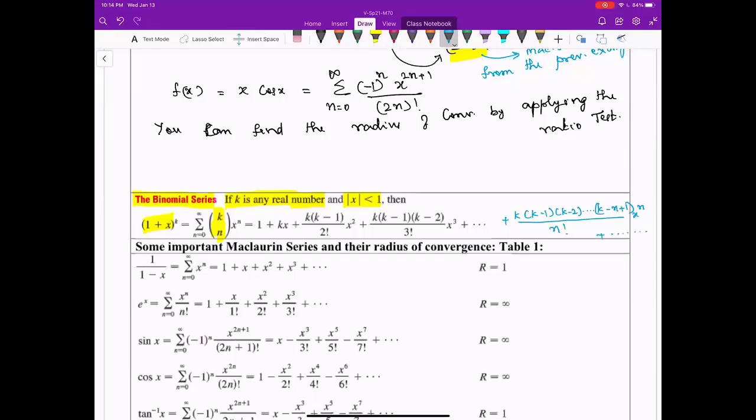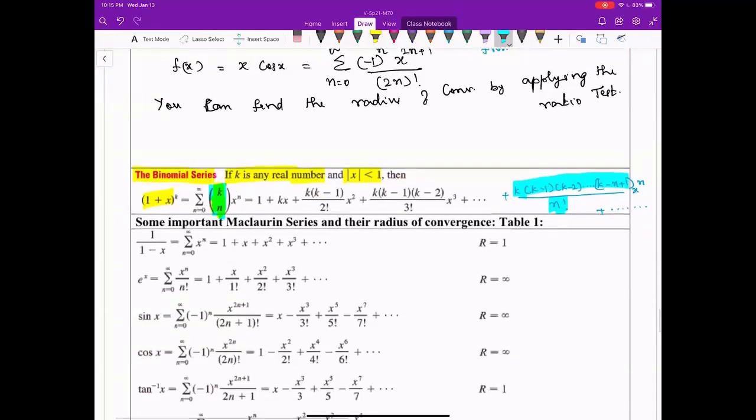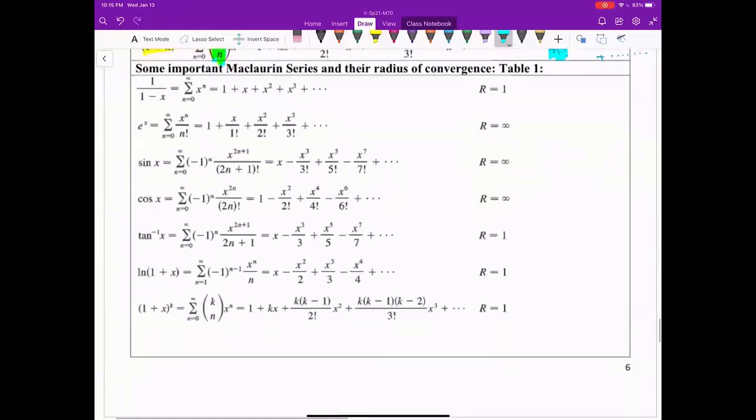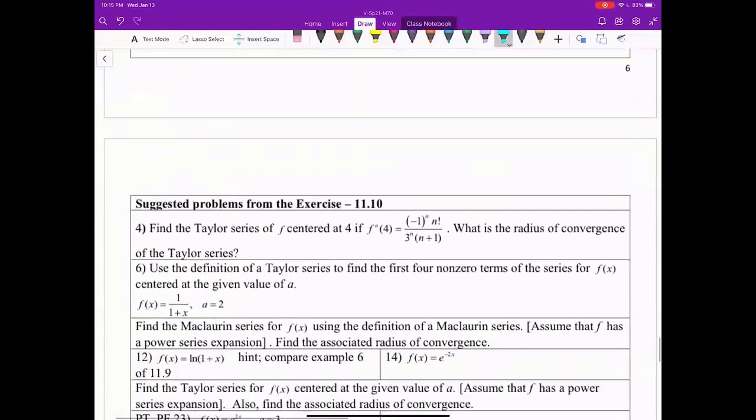This particular representation actually refers to this coefficient here. So writing 1 plus x to the power k in Maclaurin series representation like this for absolute x less than 1 is named a binomial series. So let's find out how we get this representation of 1 plus x to the power k.